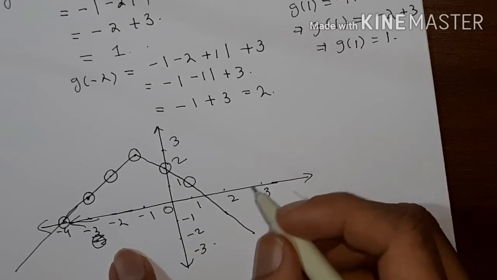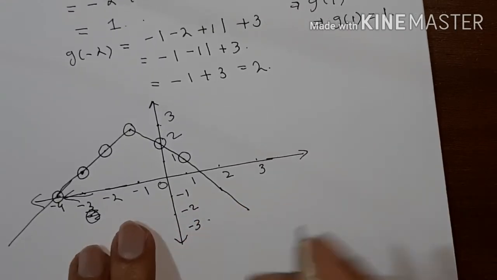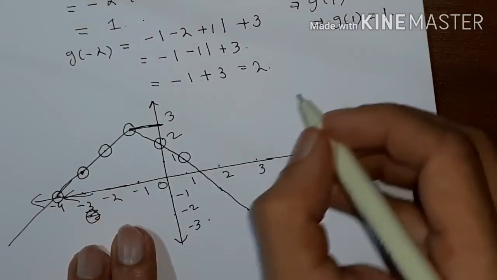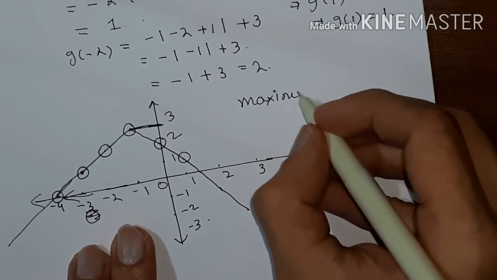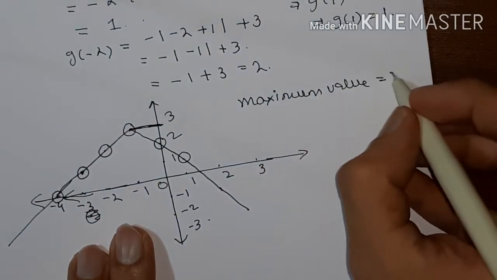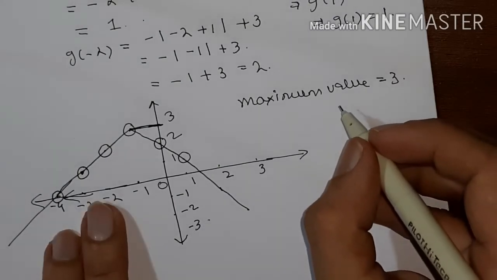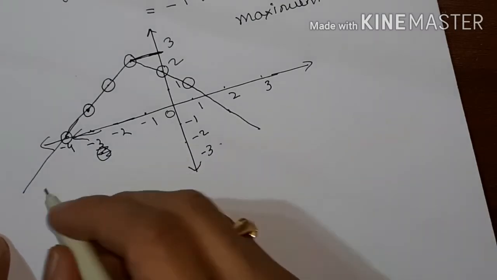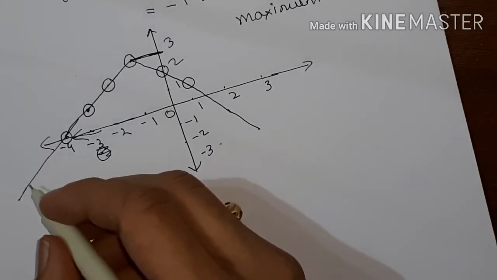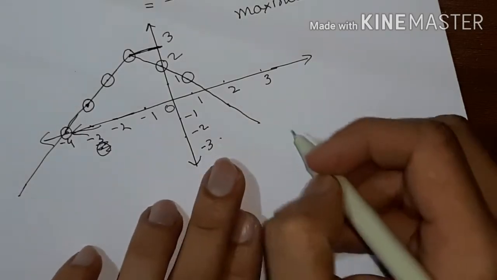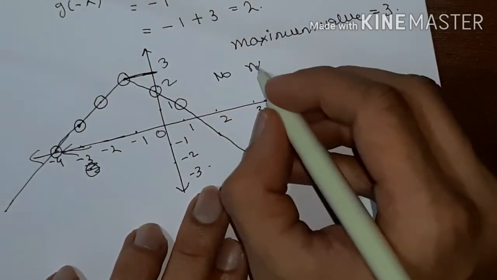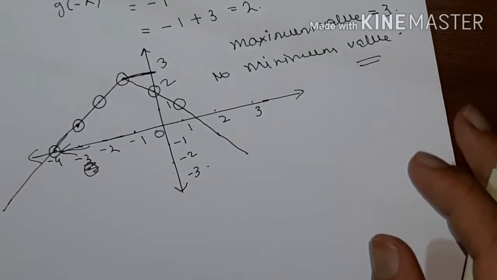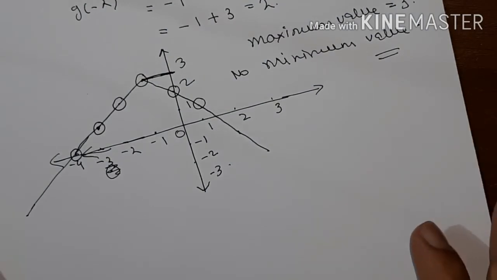Now what you see here, this function has a maximum value, right? So this is the maximum value, 3. Okay. So the maximum value is 3, and minimum value is what? No minimum value, right? Because the function keeps on decreasing on the left hand side and also on the right hand side, so no minimum value. Okay, so that was the second problem of the second.